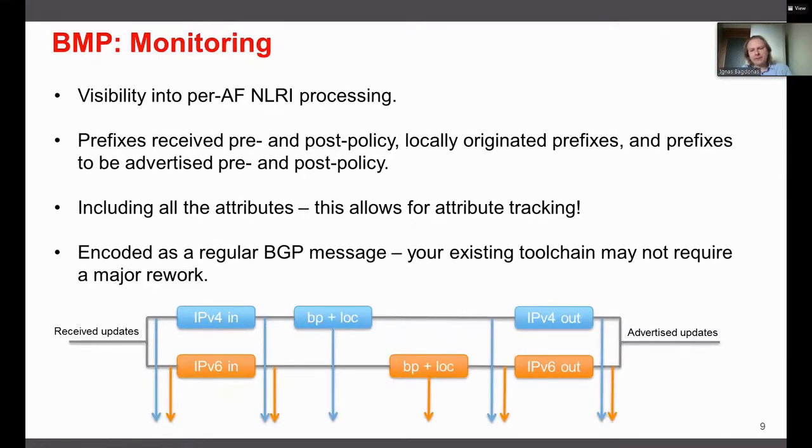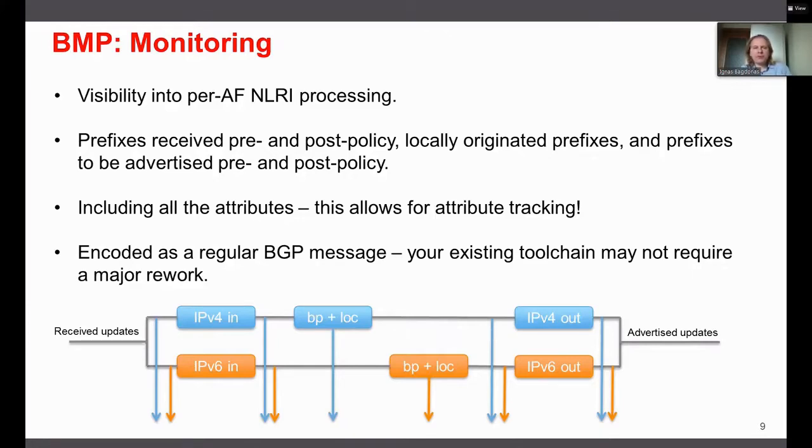Monitoring. This is probably the most interesting and valuable aspect of BMP from the perspective of practical debugging of routing policy. It allows you to see the path of the updates as they come in before the policy and after the inbound policy, the best path processing and the results. And then what is intended to be sent out to the remote peer before the outgoing policy, and what is actually being sent after you apply the outbound policy.